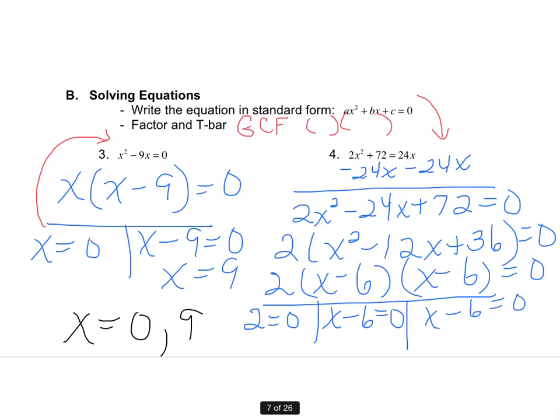We'll take a look at the very first factor. I can't actually say 2 equals 0, so at this point, I'm going to cross that out. It's not part of my answer. The one in the middle, I'll add 6 to both sides and get x is 6. The one on the end, I'll do the same, add 6 to both sides and get x is 6. So in this case, I only have one answer, or one value of x, or only one root to that equation, and that would be x equals 6.